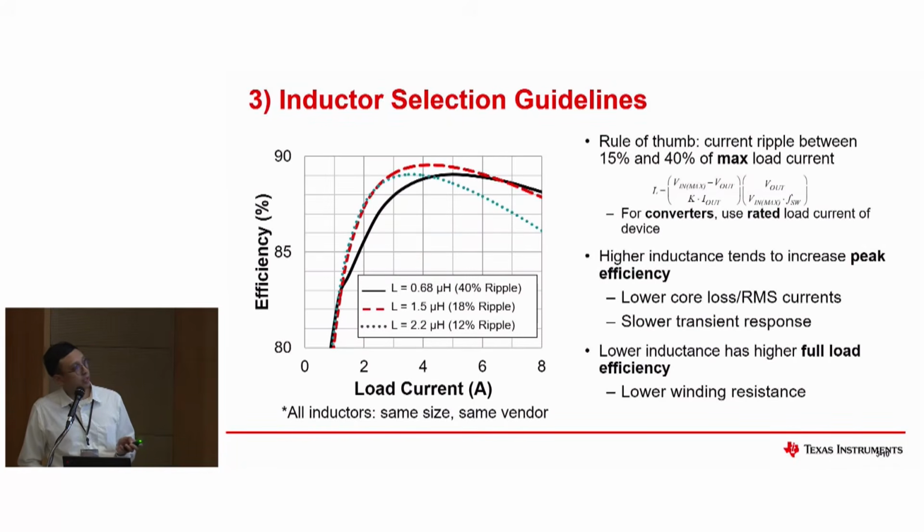So this one is an example comparing different inductors: 0.68 microhenry, 1.5 microhenry, and 2.2 microhenry, all from the same size and same vendor, comparing the performance of the efficiency.